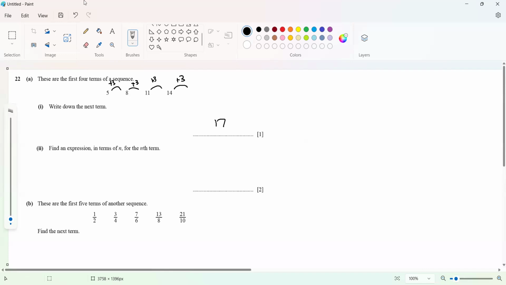Find an expression in terms of n for the nth term. As I mentioned previously, there are 2 methods to do it. If you're given the progression itself, you can actually shortcut it. The shortcut is basically Tn equals An plus B.